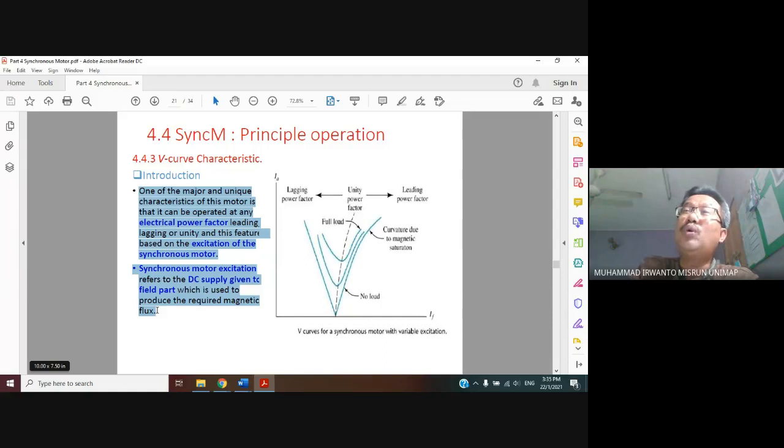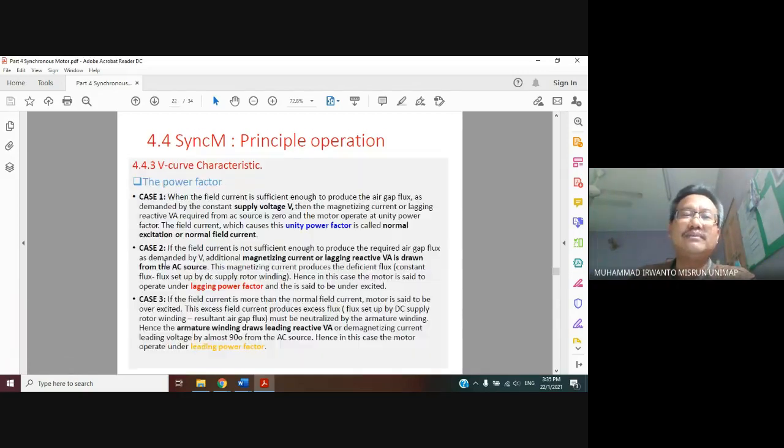Now, we want to set the operating condition of the synchronous motor. What do we want? Unity power factor, lagging power factor, or leading power factor? Adjust accordingly. How do we observe it? If we measure it, it can be done by using a cos theta meter, a power factor meter, which will show it.